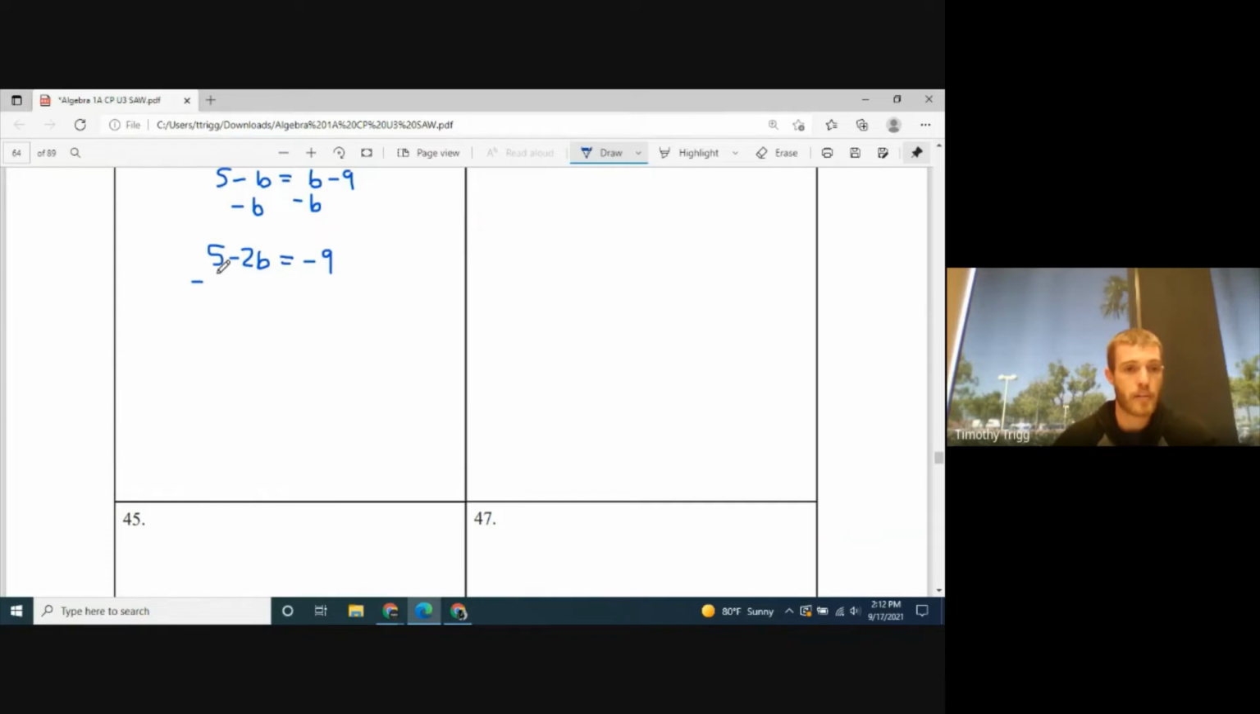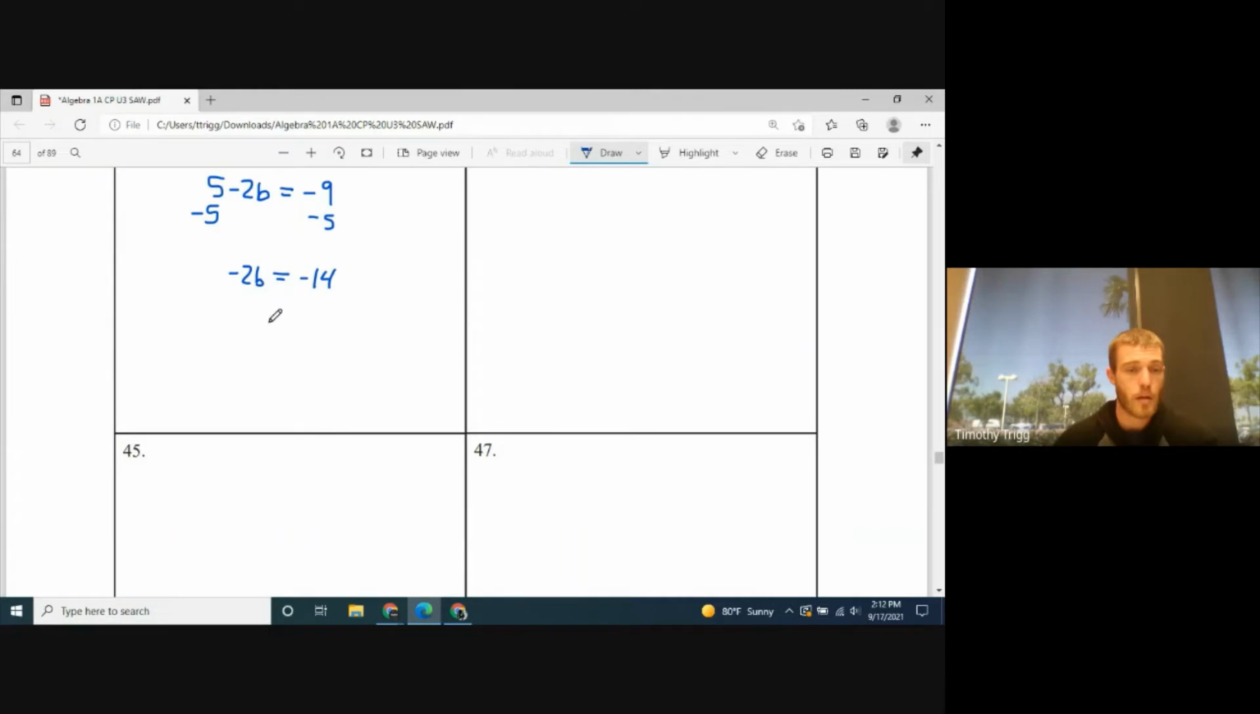We're going to go ahead and subtract 5 on both sides of the equation to help us get b alone. That'll give us negative 2b equals negative 14. Lastly, to get b by itself, we divide both sides by negative 2, giving us that b is 7. Again, a negative divided by a negative is positive.